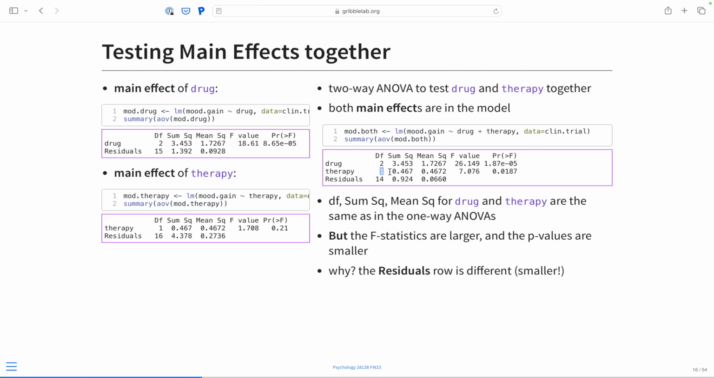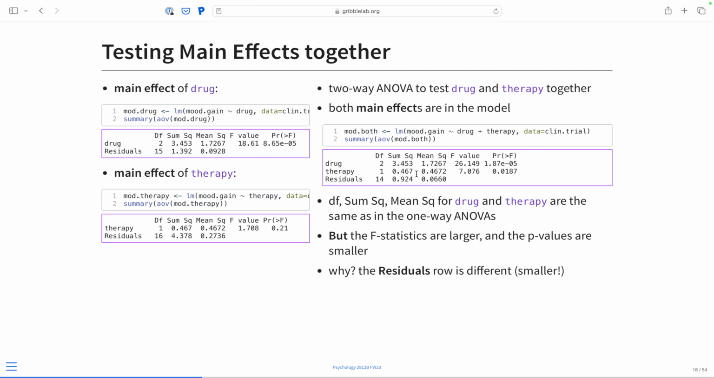Therapy has 1 degree of freedom because it has 2 levels. 2 minus 1 is 1. Drug has 2 degrees of freedom because it has 3 levels. 3 minus 1 is 2. So those 3 degrees of freedom here come out of the residuals.